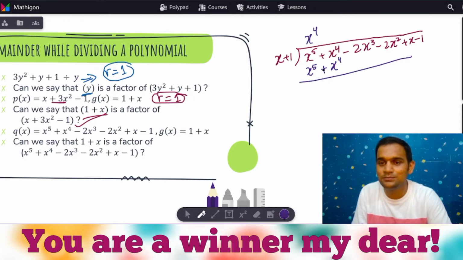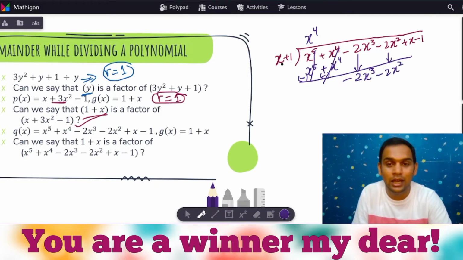Yes. Now when we subtract, the sign changes, and x to the power 5 minus x to the power 5, this also gets cancelled, this also gets cancelled. So we will bring the other two terms down because we need two terms to operate at the same time. Then we get minus 2x square. Now what should you multiply to x to get minus 2x cube? So we must multiply minus 2x square.